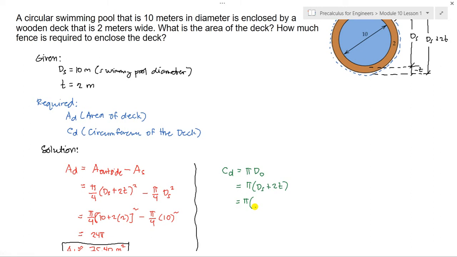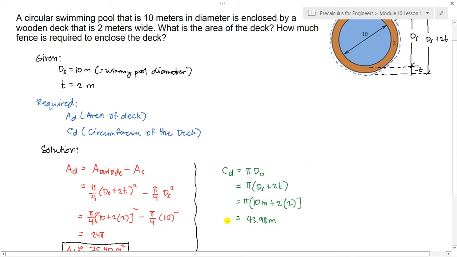So ang diri niya ang ds is 10 meters. So 10 meters plus 2 times the thickness here is 2. So the answer here is 14 pi. 14 pi, that is 43.98 meters.